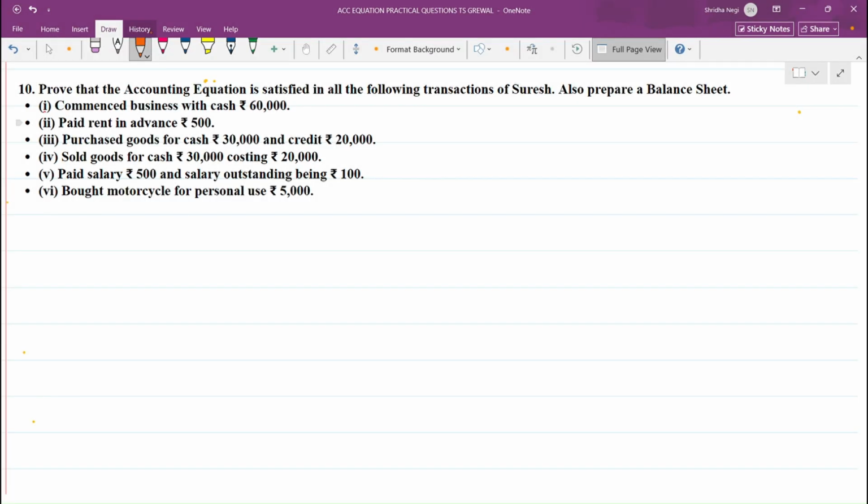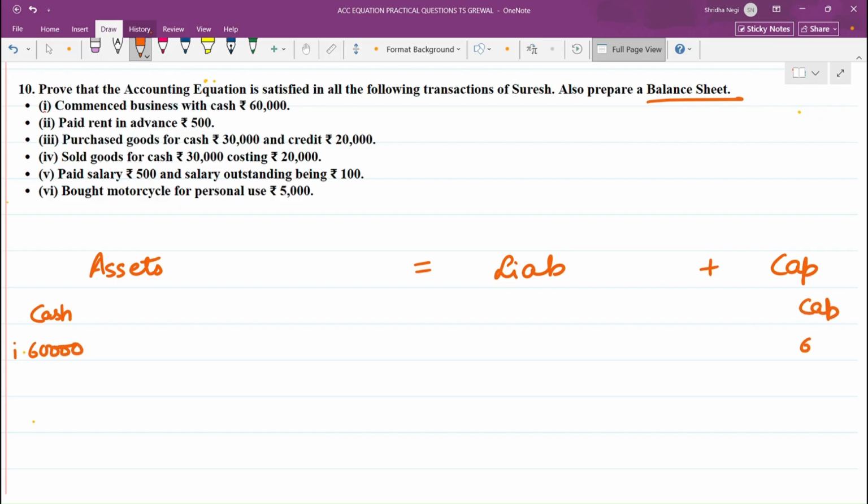Now the 10th question, again you have to make the accounting equation and also you have to prepare a balance sheet. Okay, so let's start. Assets is equal to liabilities plus capital. Okay, leave the first line after that and then let's begin. First transaction, commence business with cash rupees 60,000. So cash is coming in under assets, how much? 60,000. And your capital is also increasing by 60,000 as it is brought by the owner.